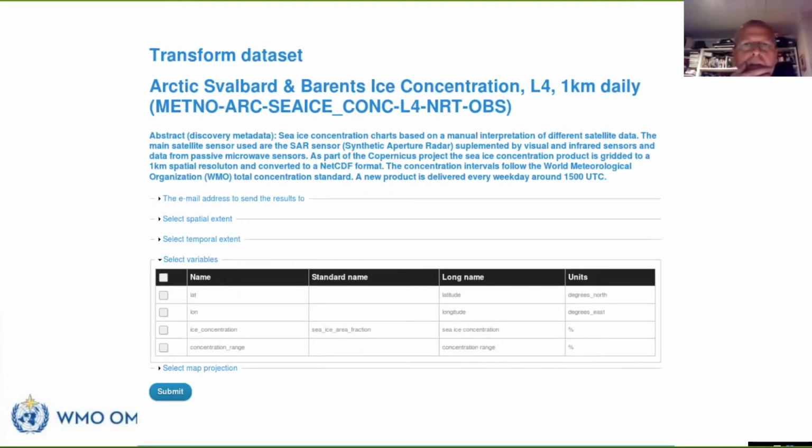This is an example where we work on sea ice concentration from satellite that is available in the system, and you have to provide an email address. This is an asynchronous job where you can select the data that you want, the operation that you want to put on the data, the subset of the spatial extent, temporal extent, and then the variables that you want. You can change the map projection, you can send a request, and then you will get an email with a link to the data once it's available or finished.